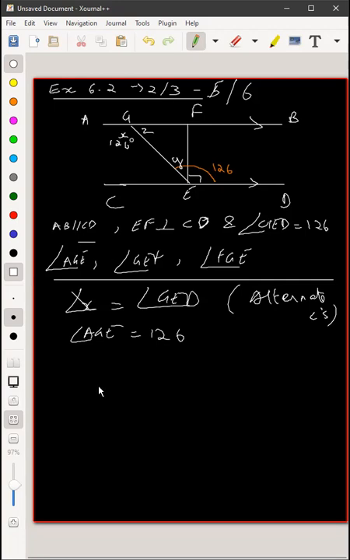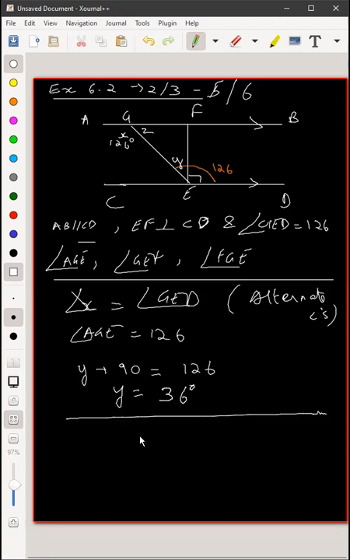Tell me what is angle Y. How would we find out angle Y or GEF? Y plus 90 degrees is equal to this whole angle, which is 126. We're given this is 90 degrees because it's perpendicular. So Y plus 90 degrees is 126. So what is Y? 126 minus 90, which is 36.